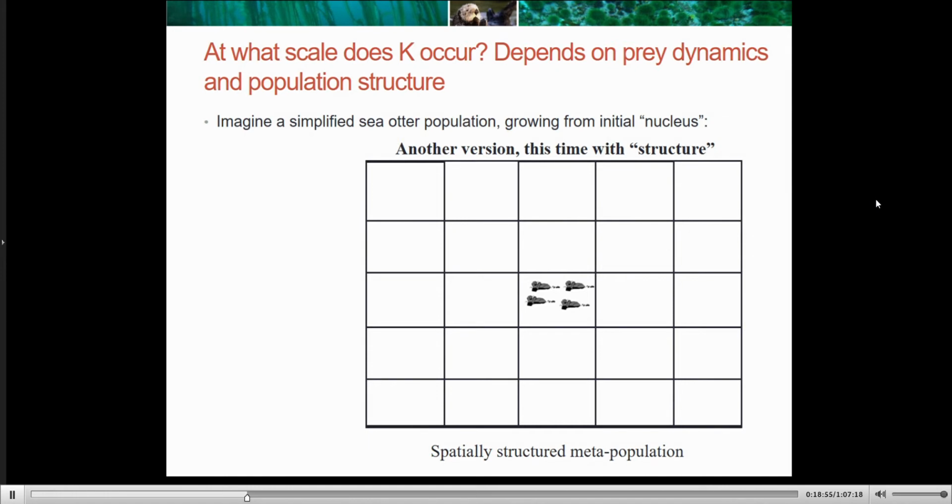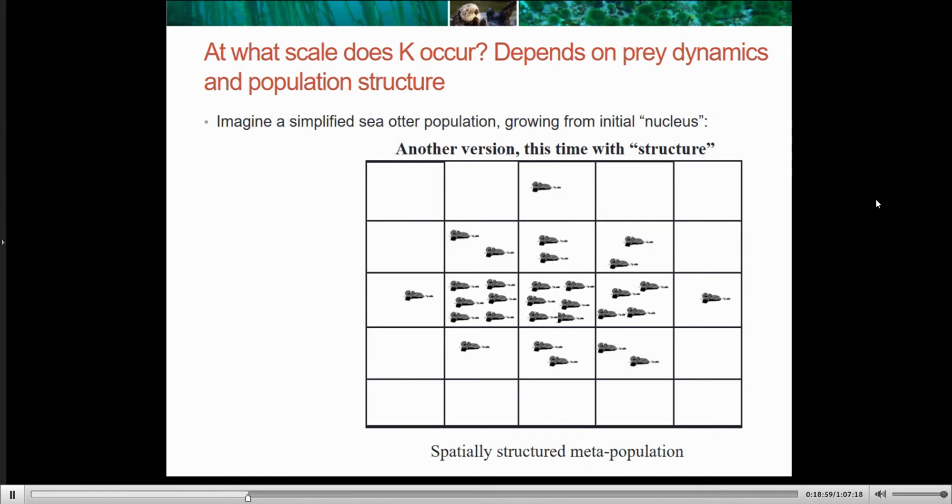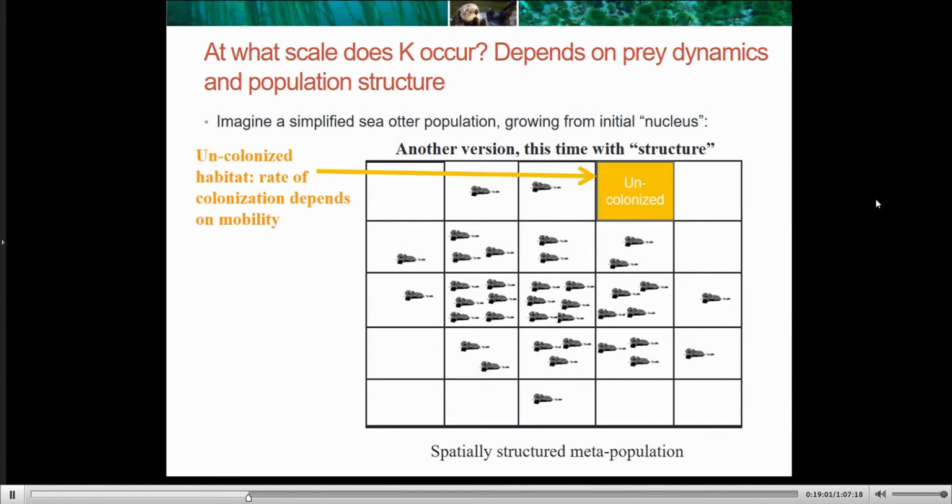Either way, we're going to do the same thing. We'll start with an initial nucleus of animals, and over time, they spread. It looks pretty much the same as that unmixed population, but there are actually different things going on. After some period of time, you're going to have areas of habitat that are still uncolonized. What determines the rate at which those uncolonized habitat patches are colonized is essentially the dispersal rate, or the movement rate and mobility of individual otters, how fast they get to those locations.